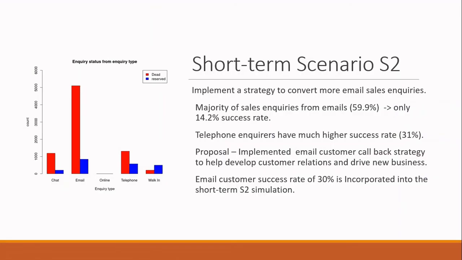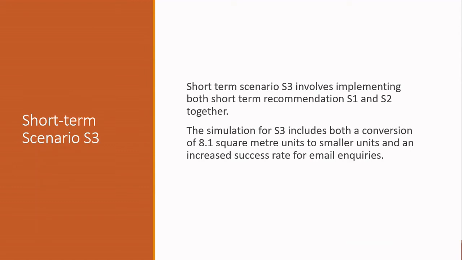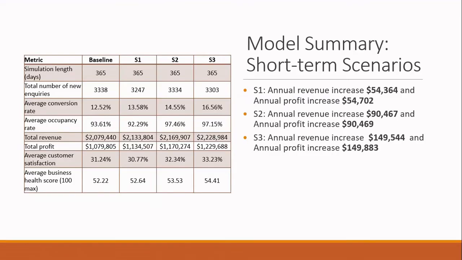Short-term scenario 2 consisted of implementing a strategy to convert more email sales inquiries. The majority of sales inquiries come from email. However, it has a relatively low success rate. We have proposed implementing an email customer callback strategy to help develop customer relations and drive new business. It is predicted that calling email customers back will increase the success rate. Thus, this has been incorporated into our model for S2. Short-term scenario 3 involves implementing both S1 and S2 together.